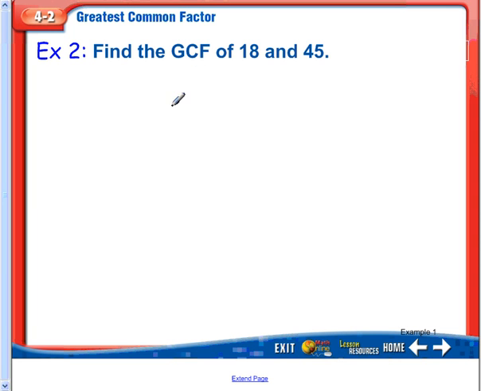To find the greatest common factor of 18 and 45, again, I start off by writing 18 and 45, and I begin my L method. Thinking of a number that goes into both 18 and 45, if I check my divisibility rule of 9, 1 plus 8 is 9, 4 plus 5 is 9. Since both numbers are divisible by 9, I'm going to go ahead and divide by 9.